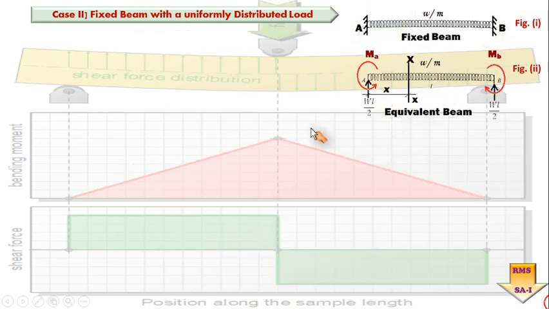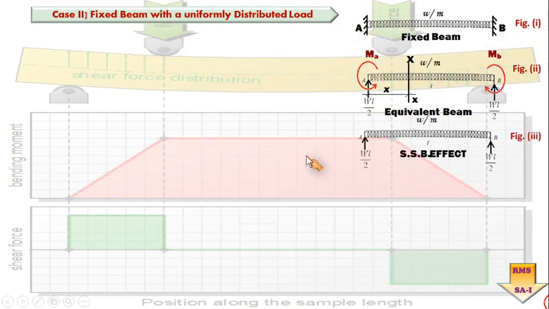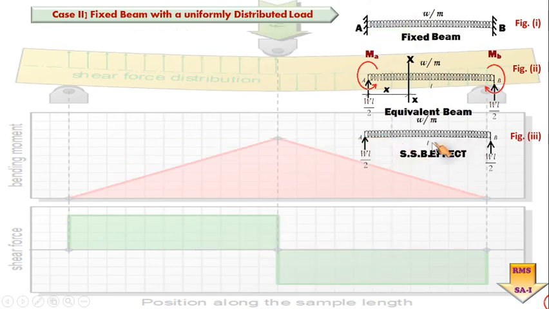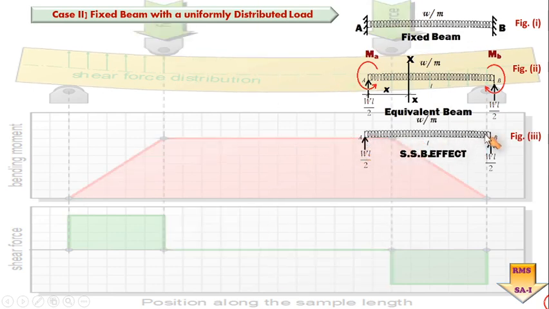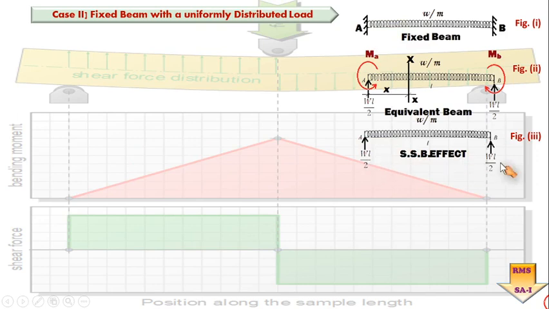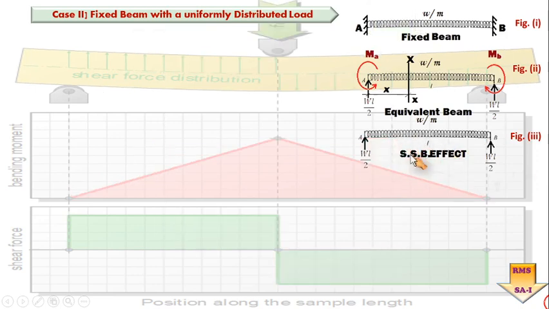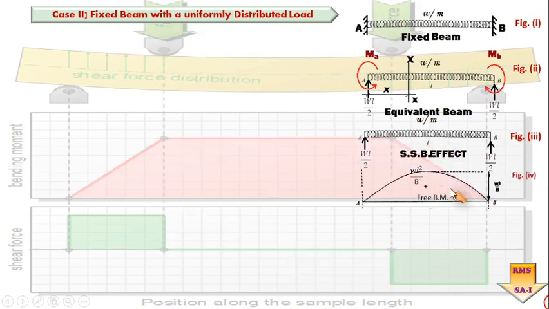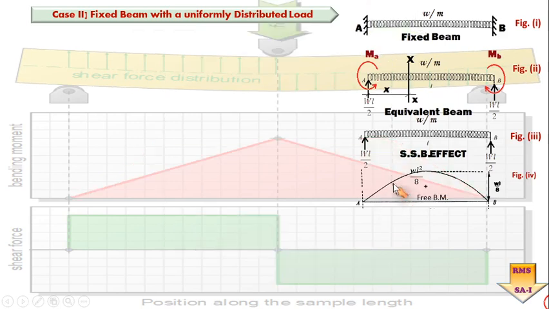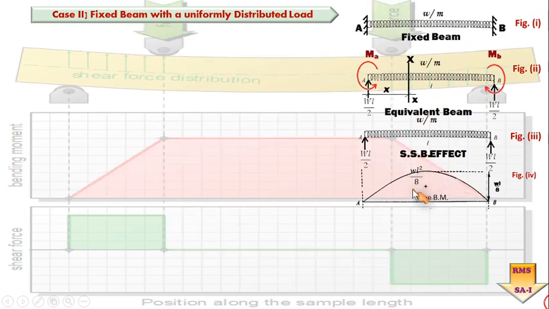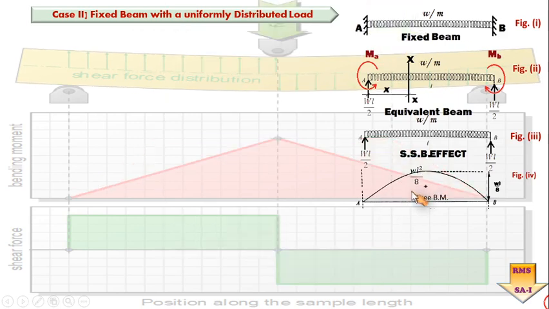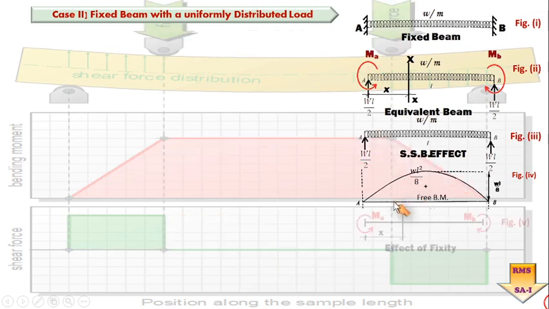So let us understand the things in a separate way. In this figure 3 you can see I have shown the simply supported beam with the reactions WL by 2 and WL by 2 at A and B. Going ahead, I know what is to be done with this particular simply supported beam. I have to draw the free bending moment diagram, and that comes out to be equal to WL square by 8.